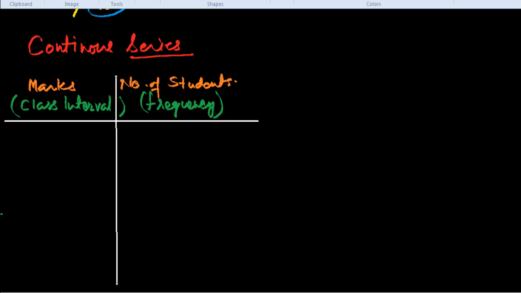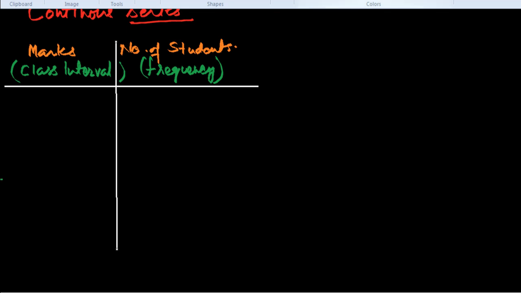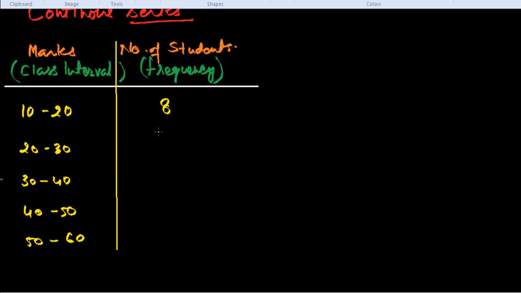Yes. Now I put down the details here. Marks obtained by the student: 10 to 20, number of students are 8. Here you see 20 to 30, then 30 to 40, then 40 to 50, and finally 50 to 60 is given to us. The number of students for them is 10, then 12, then 8, and finally 4.